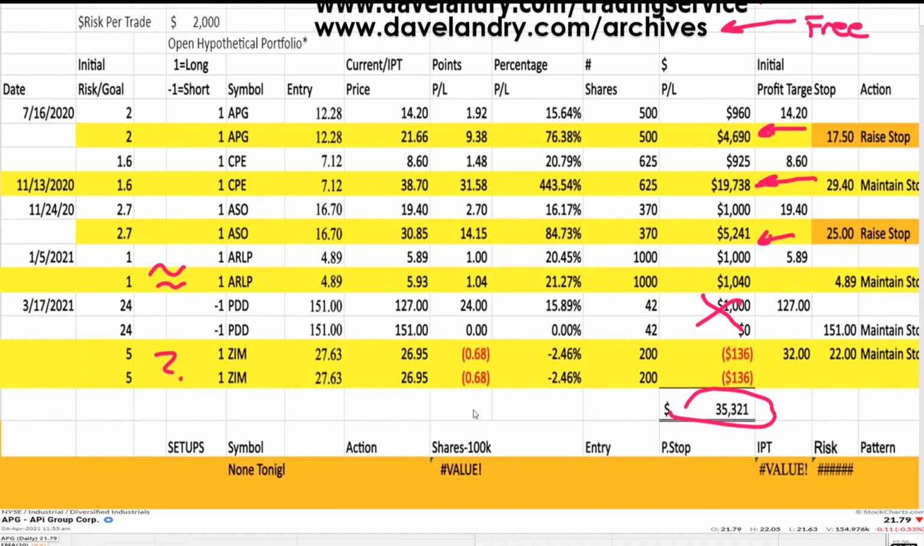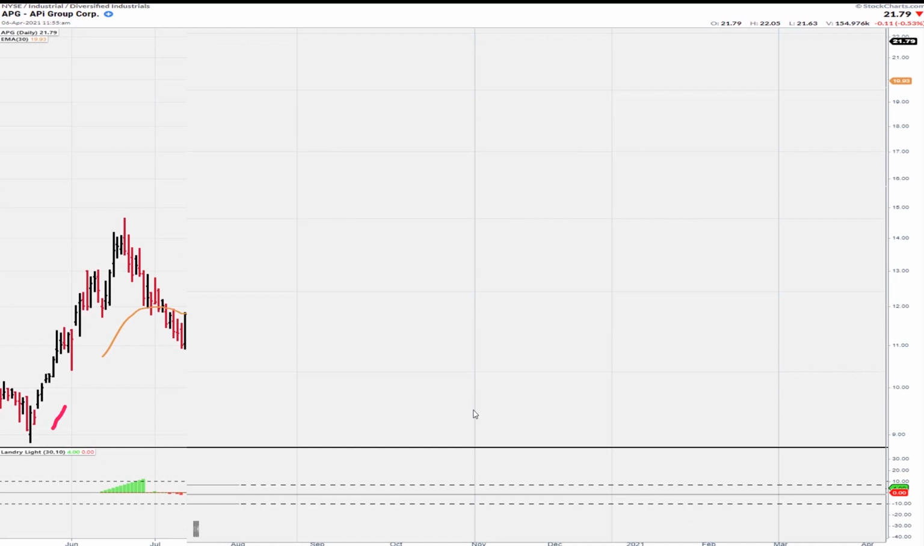So let's rewind these setups back to the beginning. Here we have APG. As you can see, nice trend higher followed by a pullback. Now this is an IPO. In a normal stock or an established issue, I wouldn't trade such a deep pullback, or a pullback that took that many days.